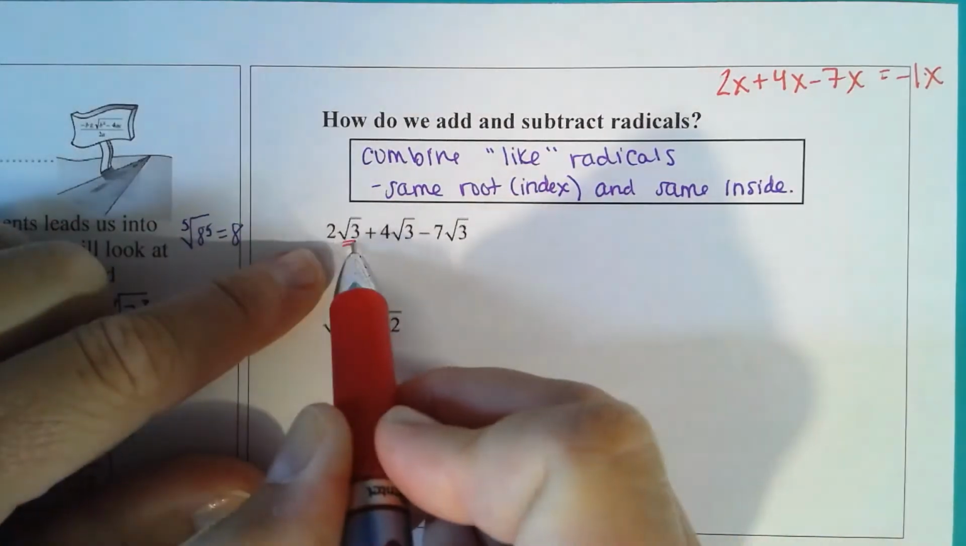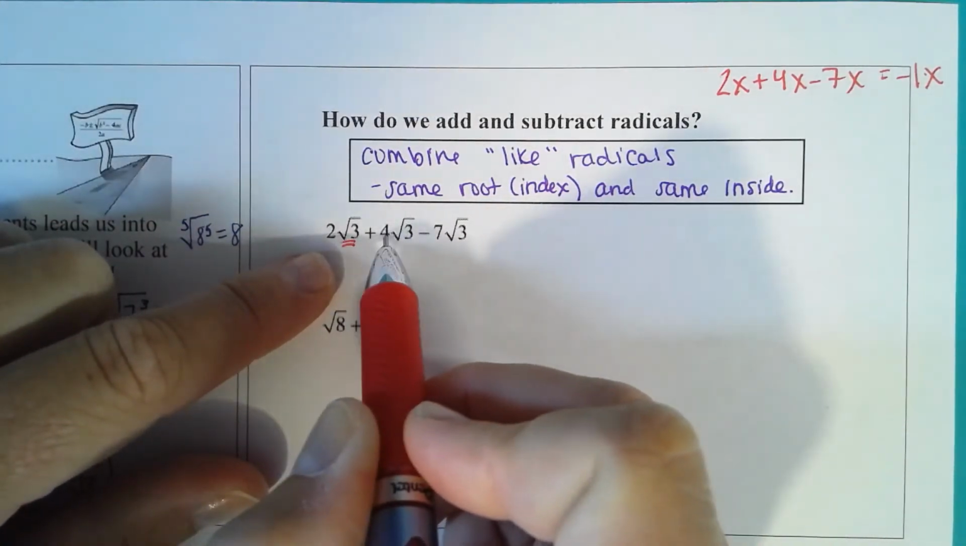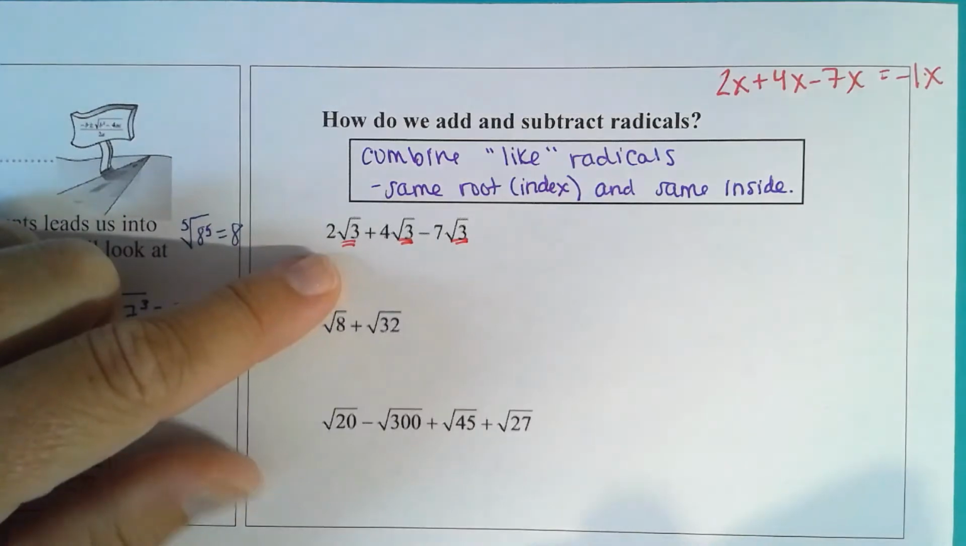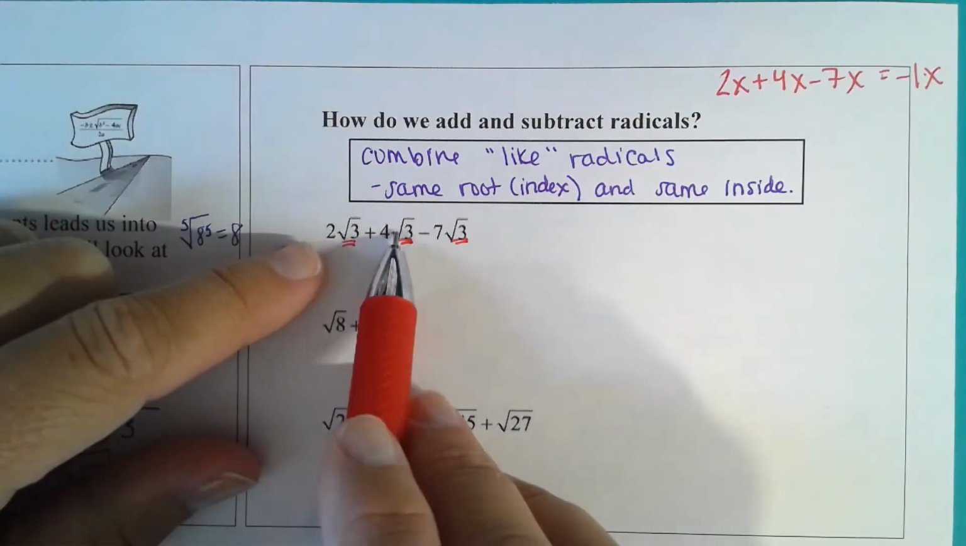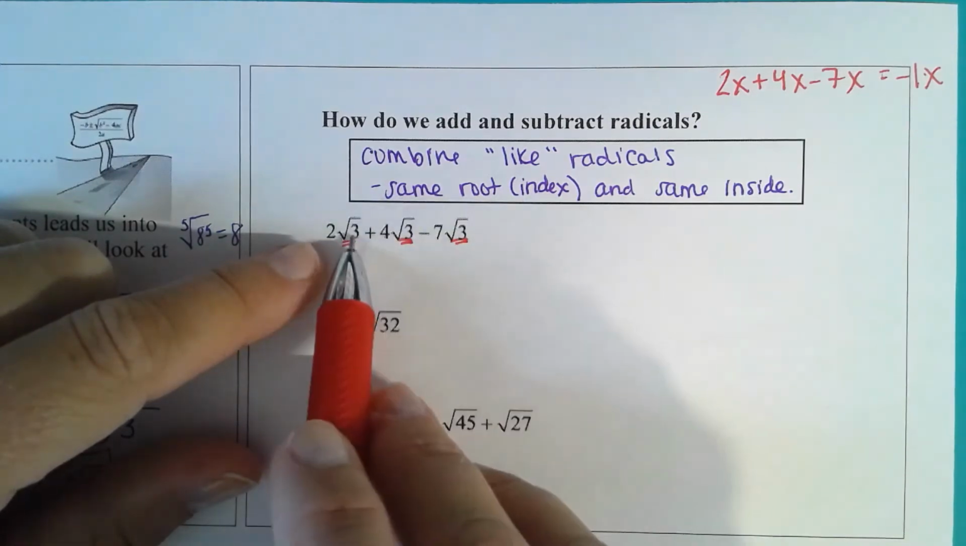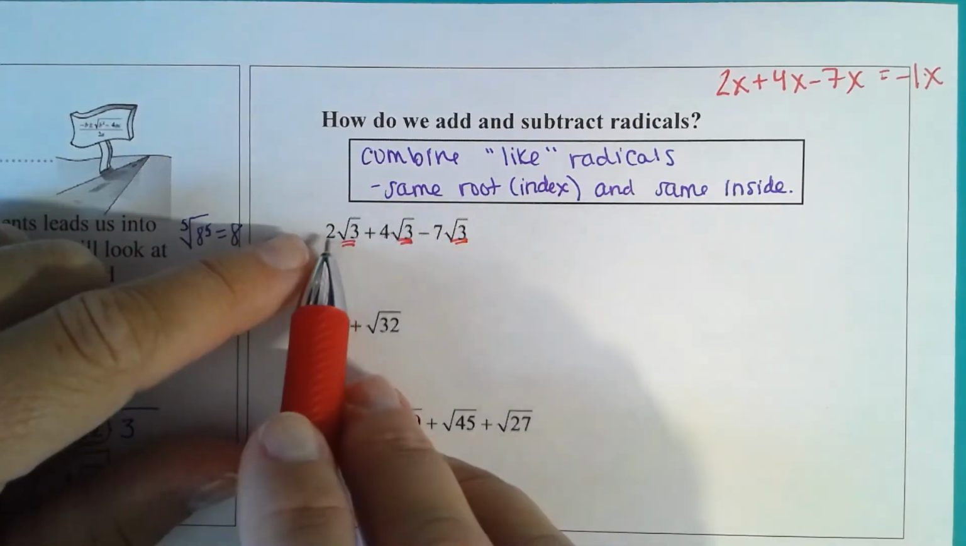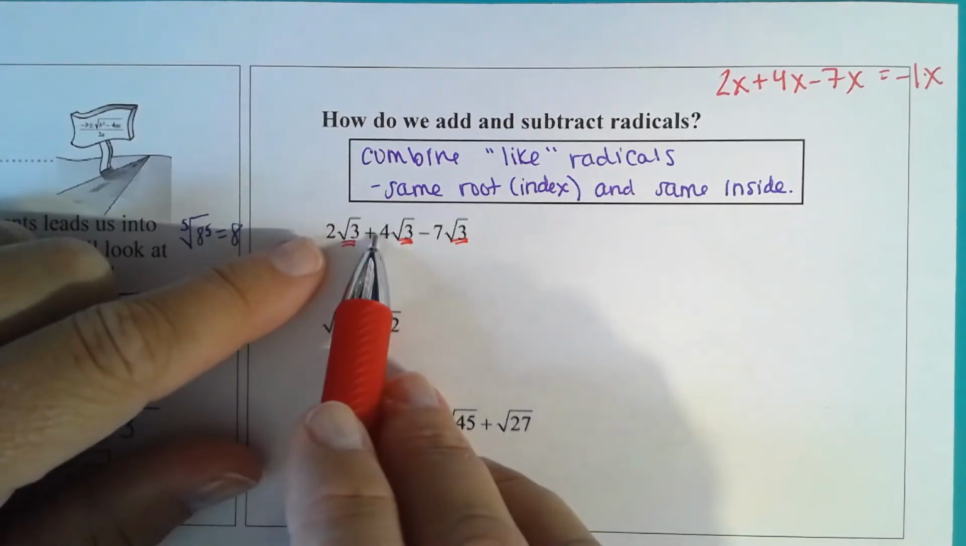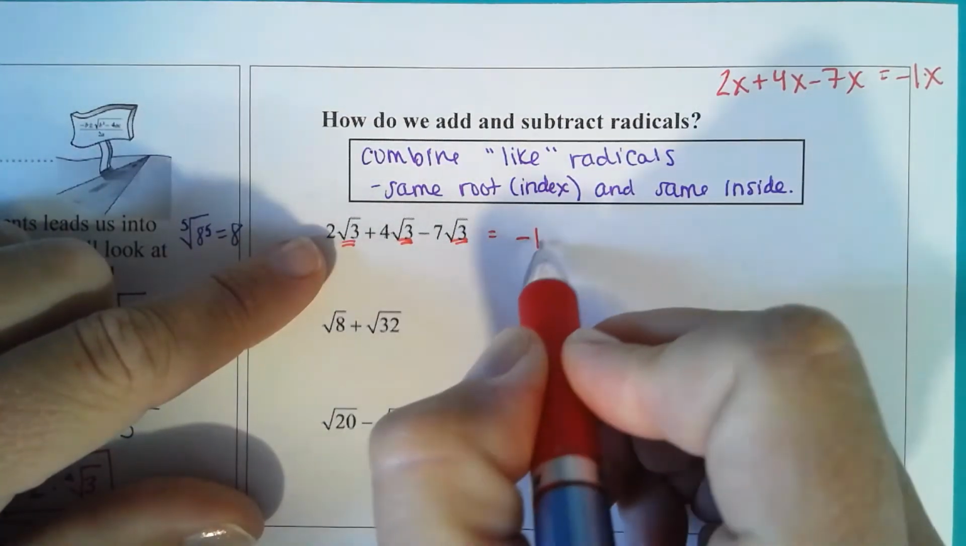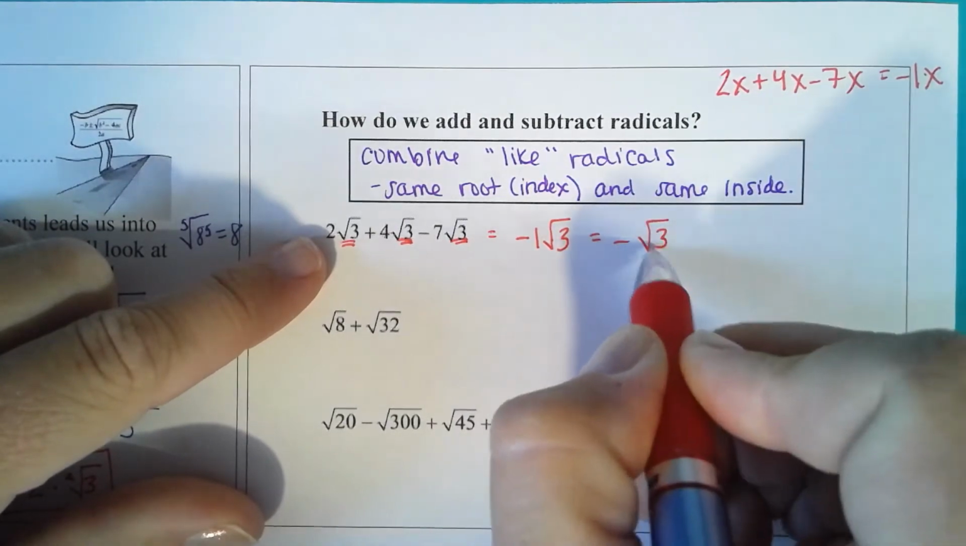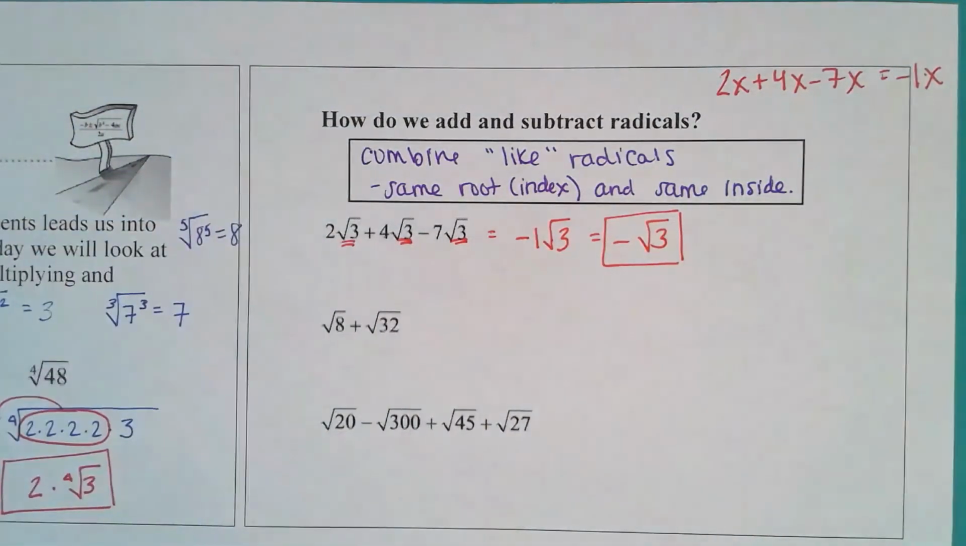I have 2 radical 3's plus 4 radical 3's. Those are like my x's. Those are all like terms because they're all square roots. That's the index. And the same inside. They all have a 3 inside. So I have 2 plus 4 of them, which is 6. But then I take away 1, which leaves us with negative 1 radical 3. And we all know we don't have to write the 1 in front, but I'll take it either way. So in order to add or subtract, they must match exactly, just like variables.